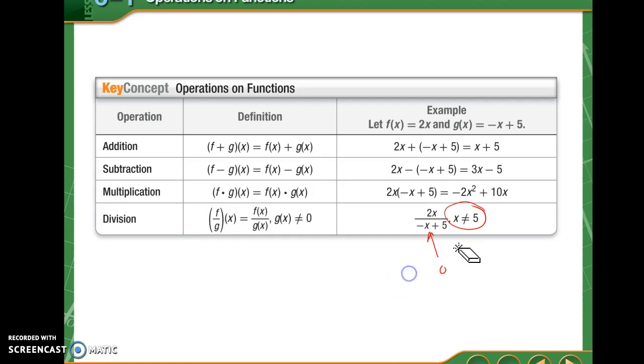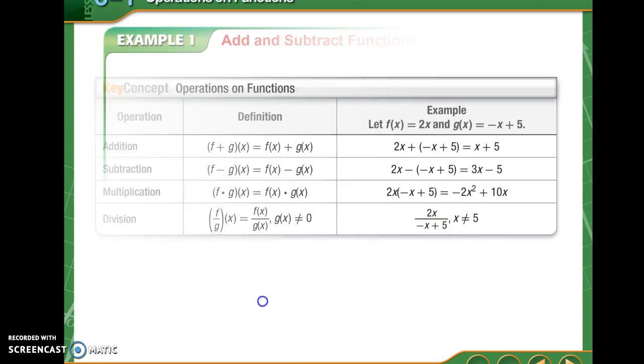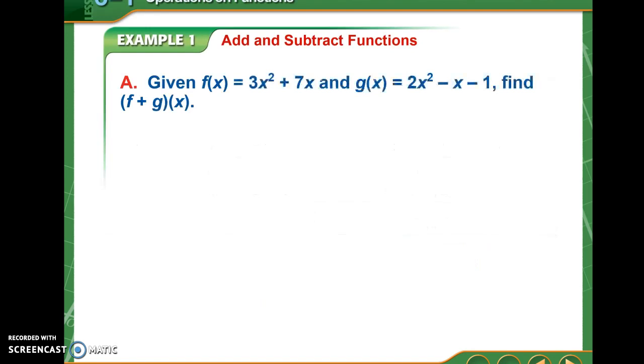That expression cannot equal 0. So because of that, we need to always write where x would be 0 and define that so that we never get a 0 in the bottom. So first we'll look at adding.